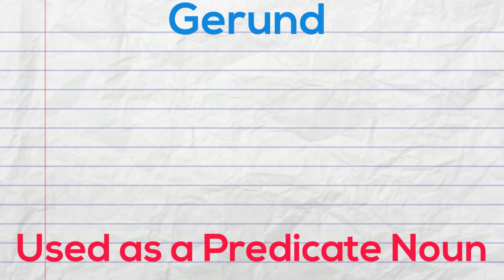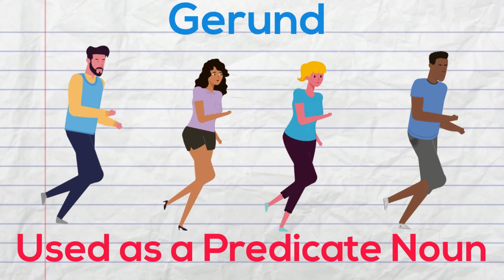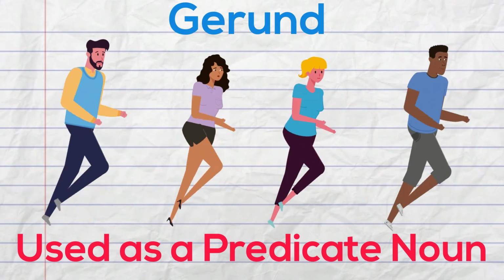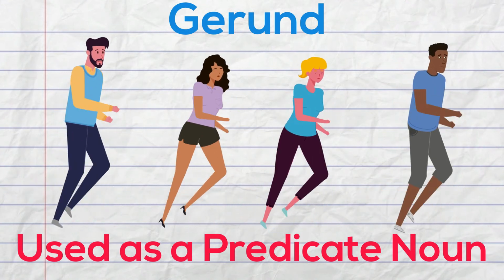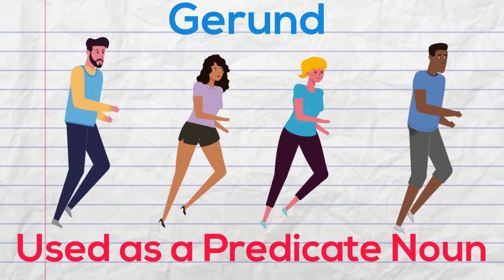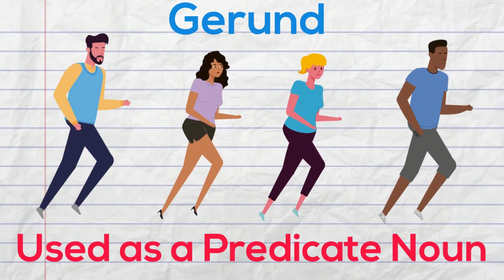Used as a predicate noun in a sentence. His favorite sport is running. The predicate noun is running, which is formed by taking the active verb run and adding ing. Because it is being used as a noun as the predicate noun in the sentence, it is a gerund.